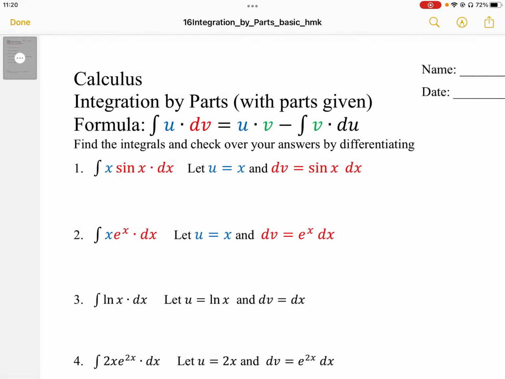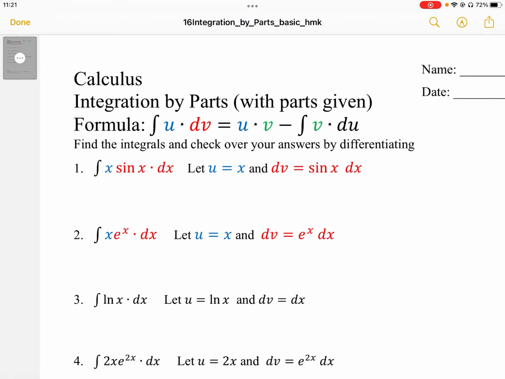Question number one. To apply integration by parts, we just need to figure out what the parts are. So here the parts are given. The way we normally choose the parts is we choose the dv part as the most complicated part of the expression that we are able to integrate.